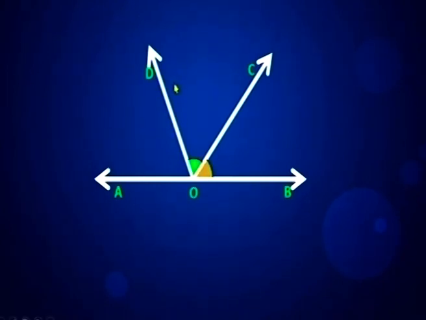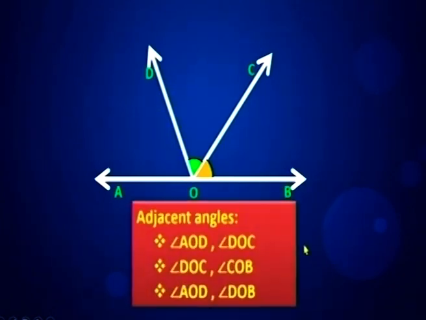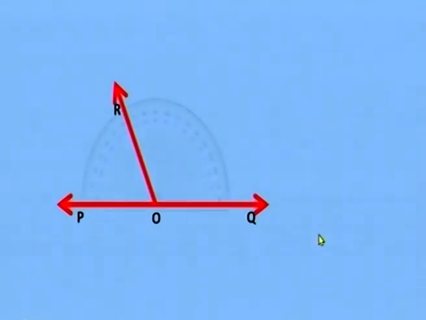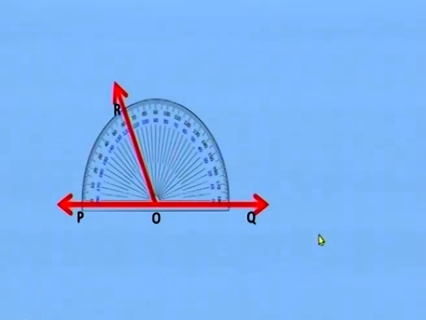Similarly, if you notice, angle DOC and angle COB form another pair of adjacent angles. So likewise, you can find some other pairs of adjacent angles also. Now let us consider a pair of adjacent angles as shown on your screen. Here angle POR and ROQ are adjacent angles. Now let us measure these angles using the protractor.